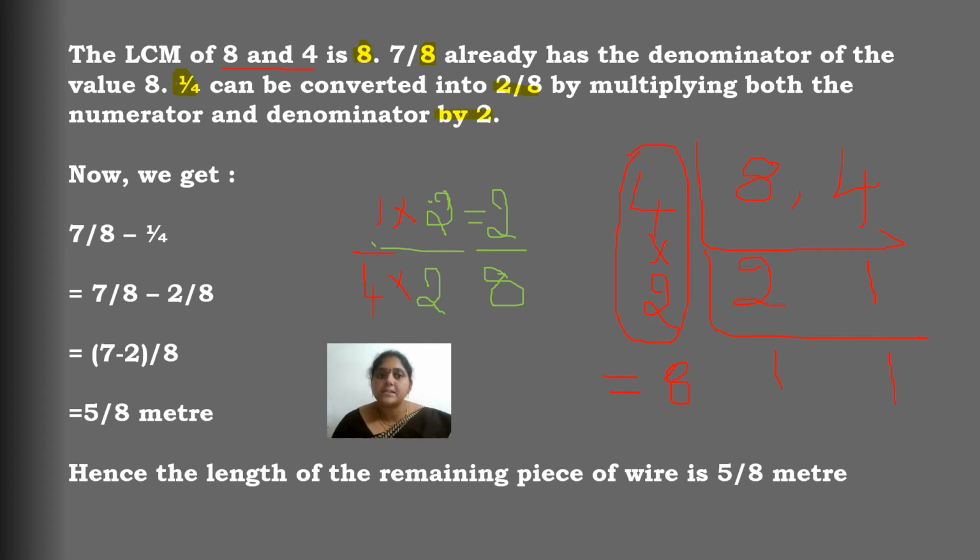Now we got 7 by 8 minus 2 by 8. Now 8 is a common denominator. Take it out. Now what are the digits you have to subtract? 7 minus 2. When you are subtracting 7 minus 2, what will be your answer? 5 by 8 meter. What is the left out length? It is 5 by 8. Hence, the length of the remaining piece of wire is 5 by 8 meter.